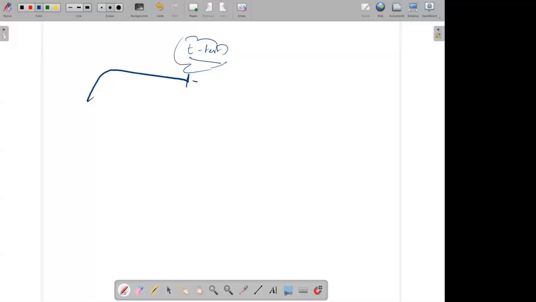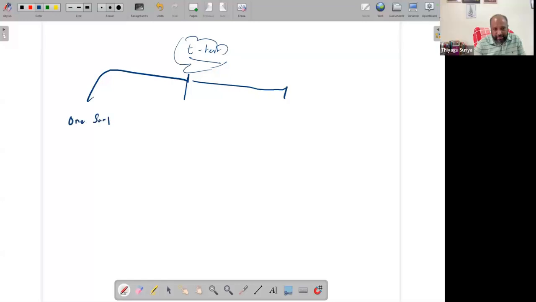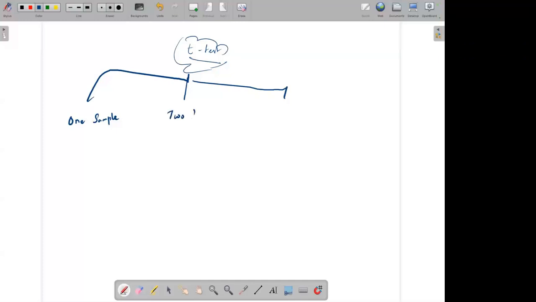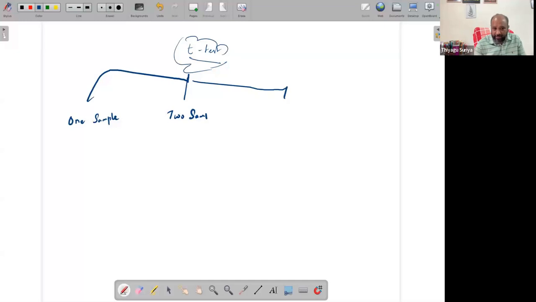So the three t-tests, right? Do you know what the first one is? Independent sample t-test. Listen, one is called the one sample t-test. I'm starting with the one sample t-test. The second one we can call the two sample t-test, because for easy understanding, I have one sample and two sample. The two sample t-test is called the independent sample t-test. The third one is called the paired sample t-test.